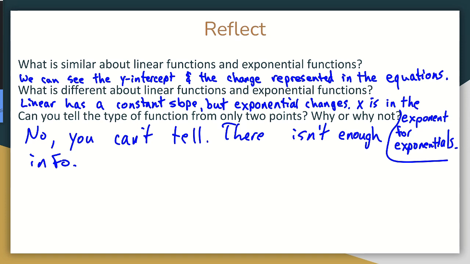So if we think about just 2 points like that, one equation could look like this, or one graph, that would be linear. And one might look like this, and that would be exponential. All right.